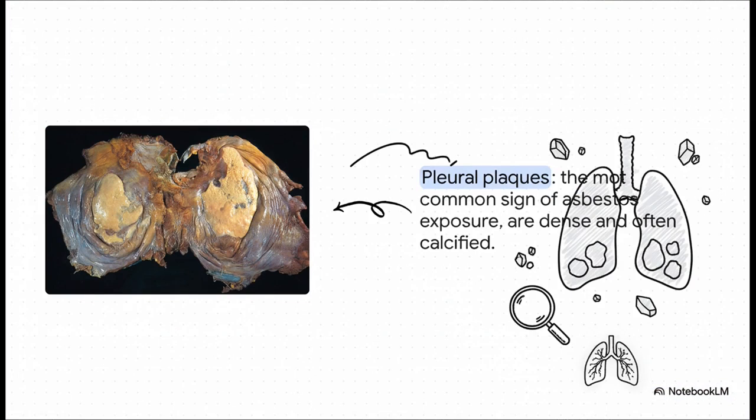But asbestos is tricky. It doesn't just damage the lung tissue inside. In fact, its most common sign is on the lining of the lung, the pleura. It forms these very distinct, dense, and often calcified plaques. You can see them here on the surface of the diaphragm. On a chest x-ray, these are a dead giveaway for asbestos exposure.